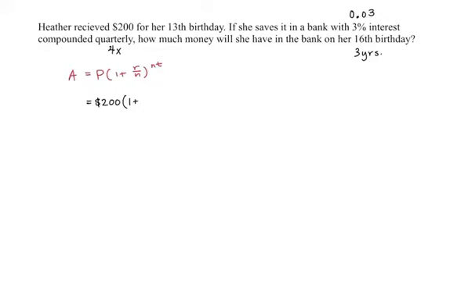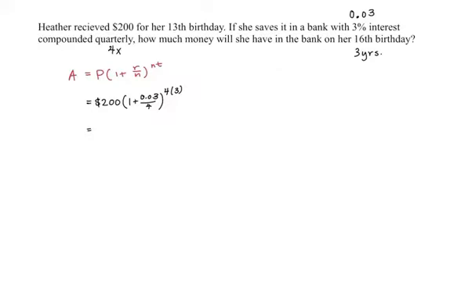R is our rate, so that's 0.03 because we're going to use decimal form. And our N is how many times this is compounded per year. So for us, that would be 4 times per year. In our exponent, again, we're going to have that same value for N. And then we're going to have T, which stands for time, how many years. So for us, that's 3.